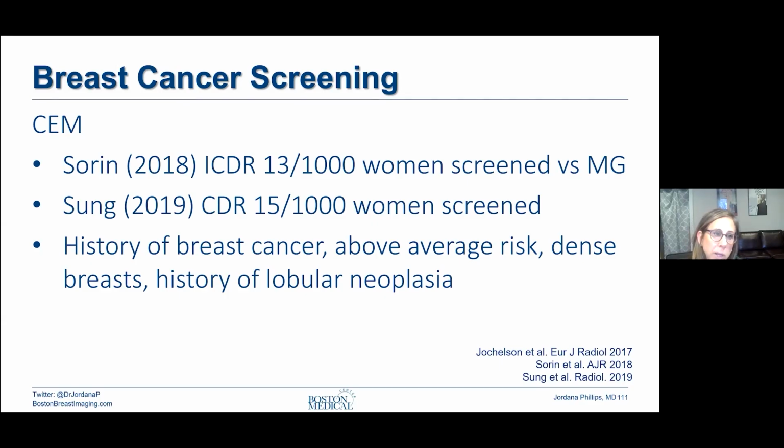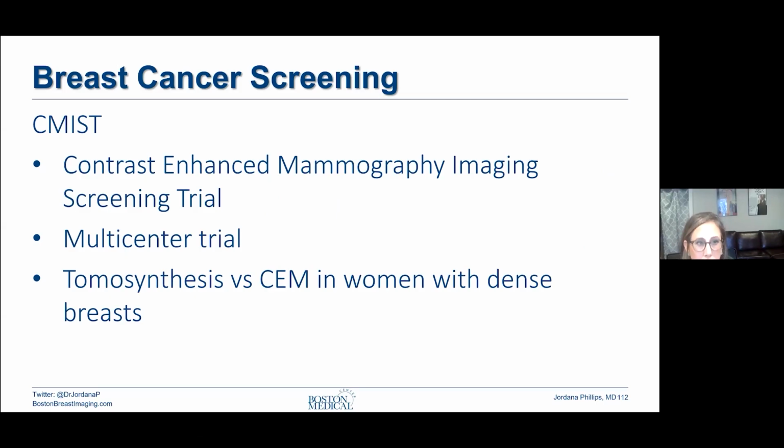There are also retrospective studies on women who have had a history of breast cancer, those that are above average risk, women who have dense breasts, history of lobular neoplasia, and they all say the same thing, which is that contrast mammo does a better job than conventional mammo. CMIS, though, is really going to be the trial that helps differentiate, should we be doing this?